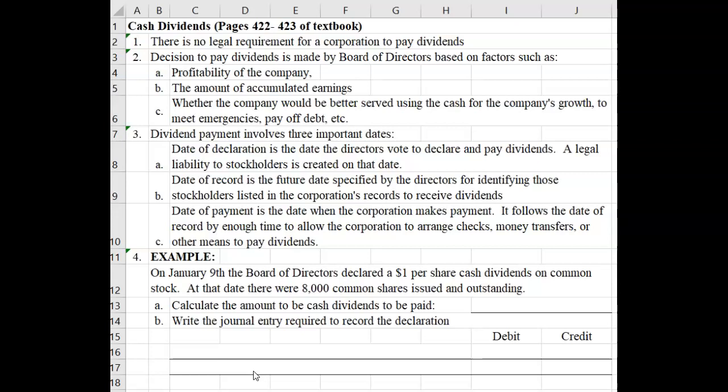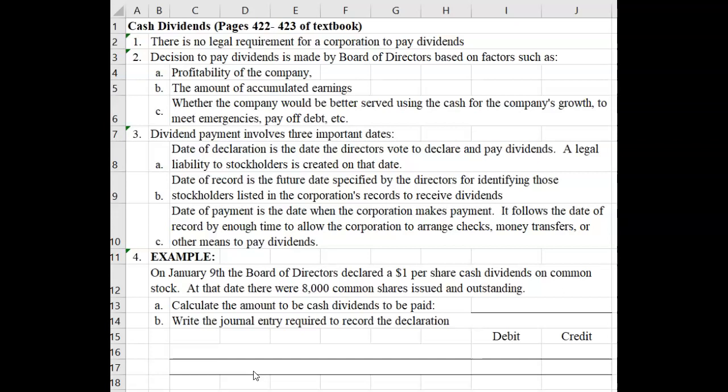There is no legal requirement for a corporation to pay dividends. The decision to pay dividends is made by the board of directors based on factors such as how profitable the company has been this year and in prior years, what is the amount of accumulated earnings throughout the life of the company, whether the company would be better served using the cash it has for the company's growth or to meet emergencies or to pay off debt, etc.